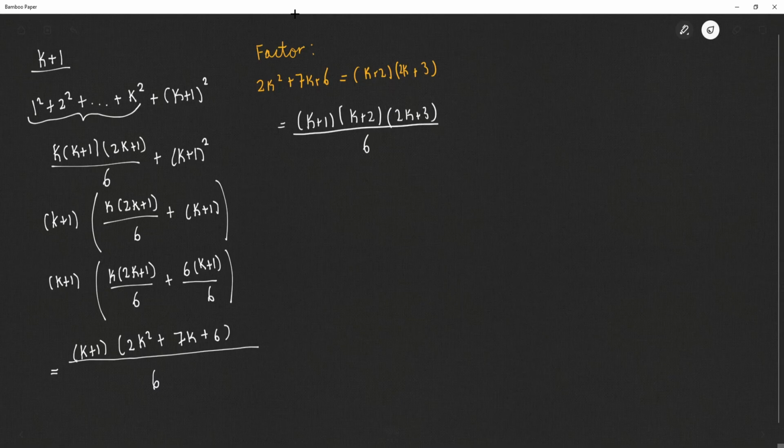And this is exactly what the formula would be if you had n equal to k plus 1, which means that the formula holds for when n is equal to k plus 1, and by induction it holds for when n is greater than or equal to 1. So that's the first proof done.